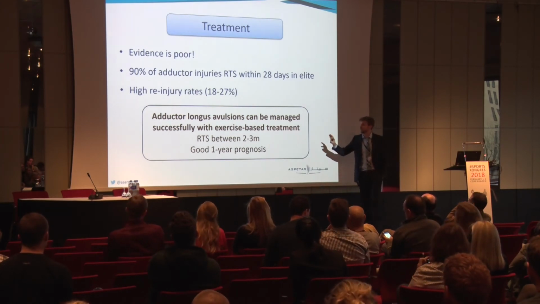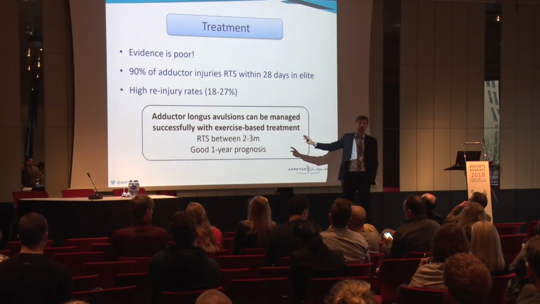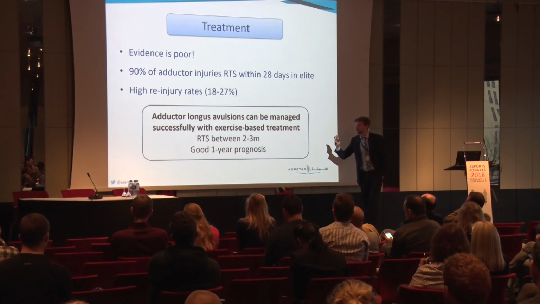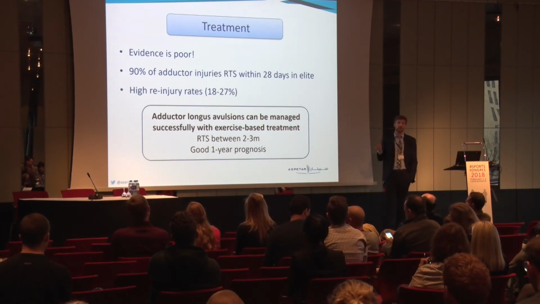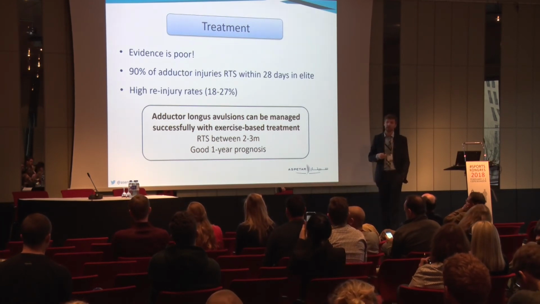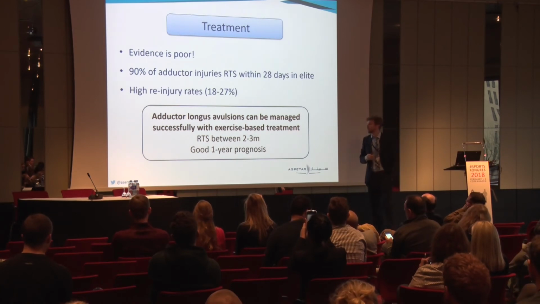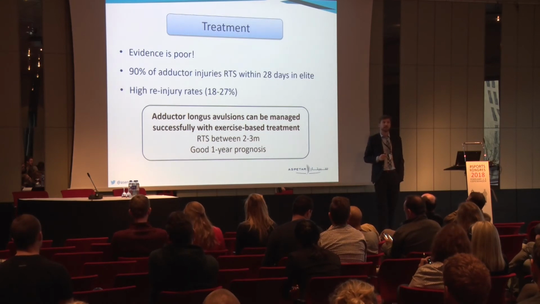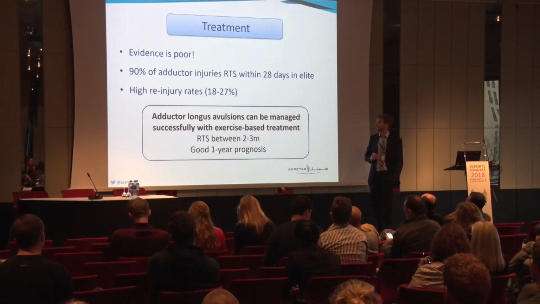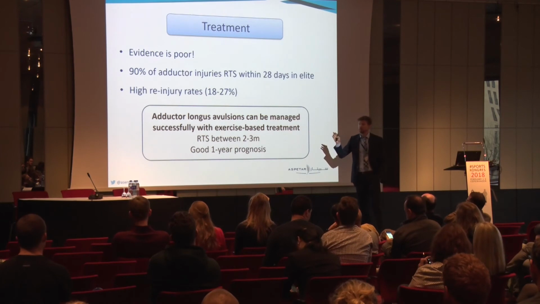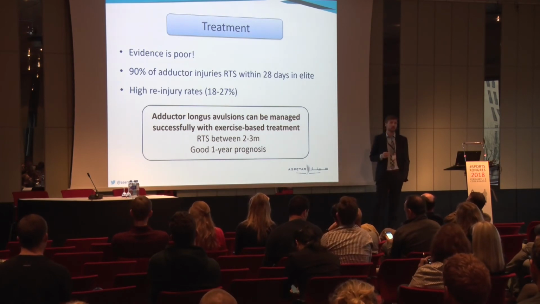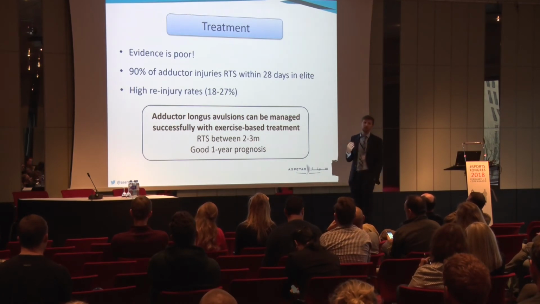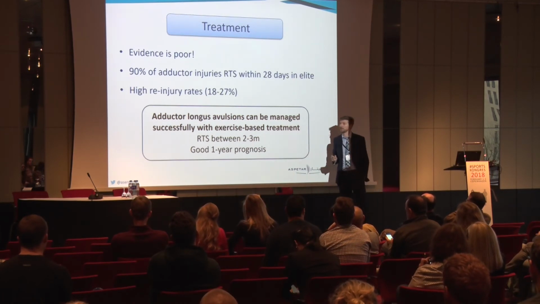Just on the adductor longus avulsions, the main point of presenting this is that if you get the players in and you start early, most of them can do well. They can be managed successfully with an exercise-based treatment. What I usually say is that they'll have a return to sport within 2 to 3 months and be back at full training and capacity. It very much depends on the compliance, in my opinion. And the good ones that really put in an effort will be closer to 2 months.